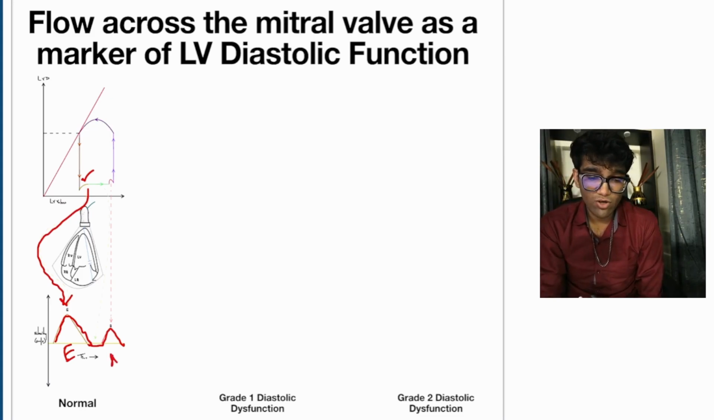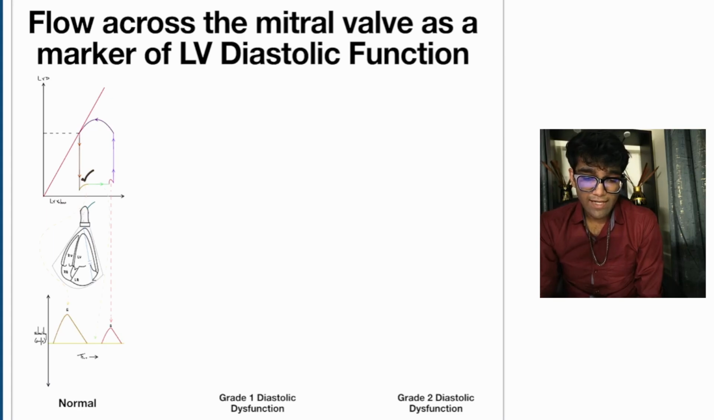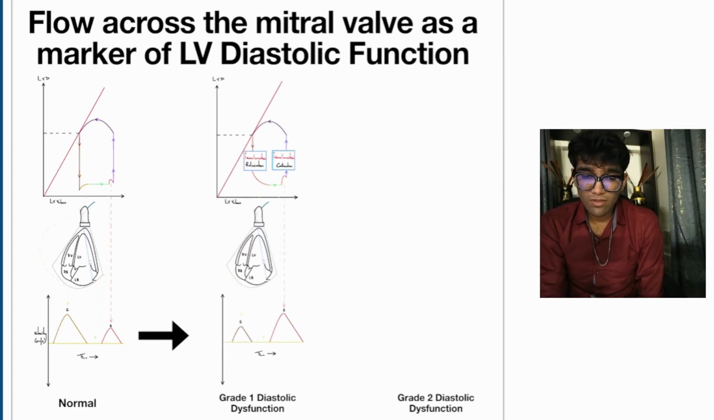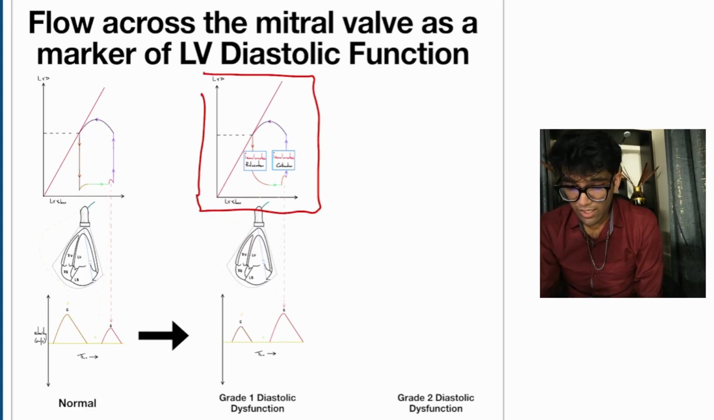So that is then called the A wave. So this is your normal diastolic curve. And what happens when there is diastolic dysfunction? So with this pressure volume relationship, we have already discussed in great detail.